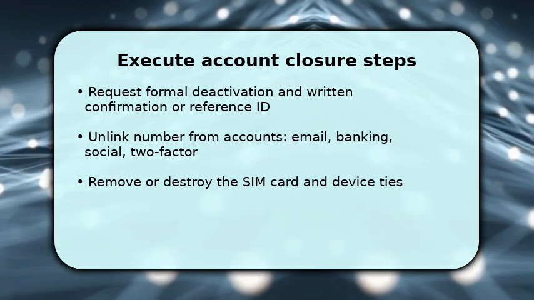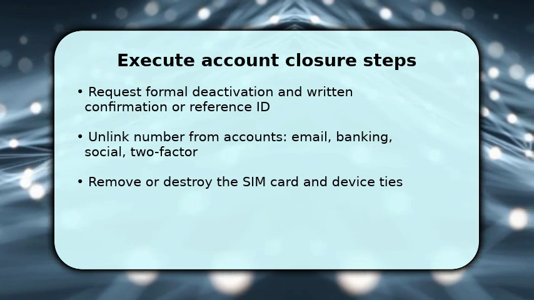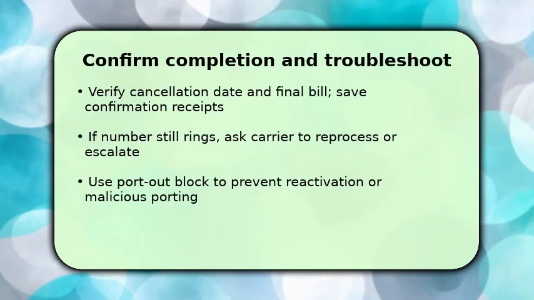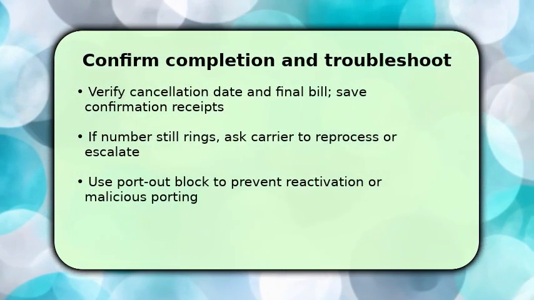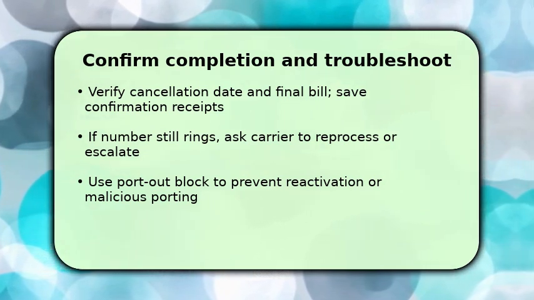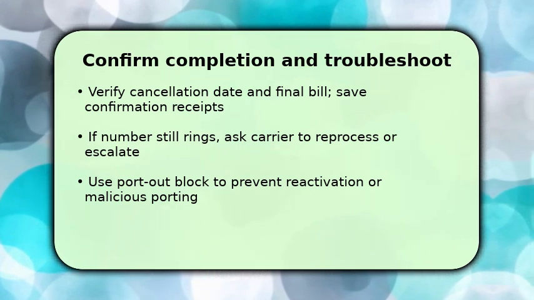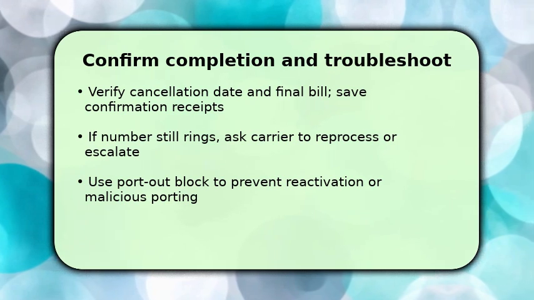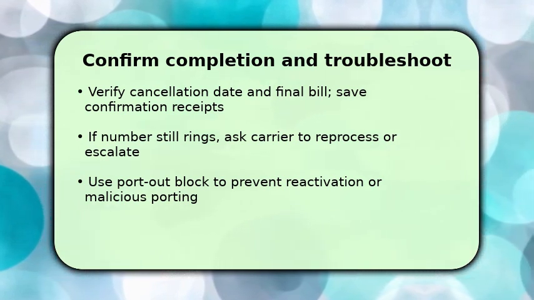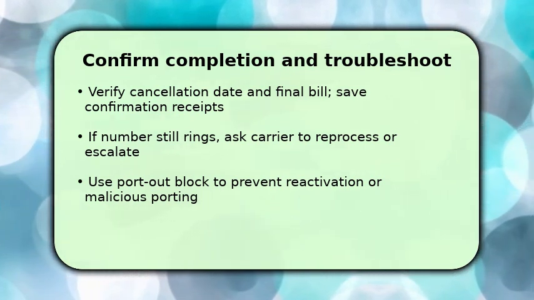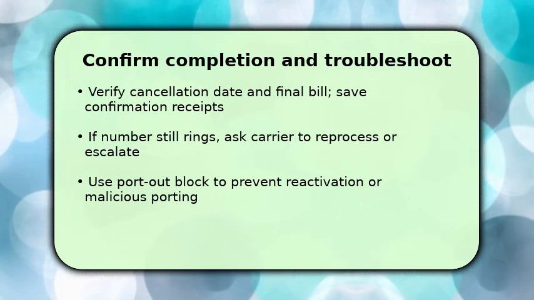Finally, confirm the effective deactivation date and check your final bill for residual charges. Save the carrier's confirmation. If calls or texts continue, contact support immediately with your reference ID and request escalation. Sometimes back-end systems need reprocessing. Make sure a port-out block has been applied to stop unauthorized transfers. If problems persist, file a formal complaint with the carrier's executive support.